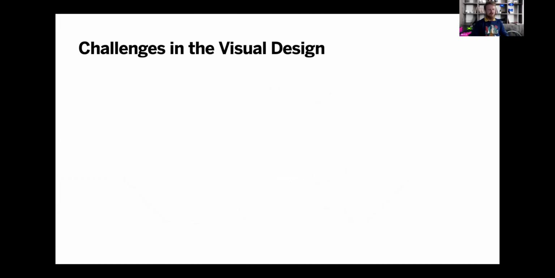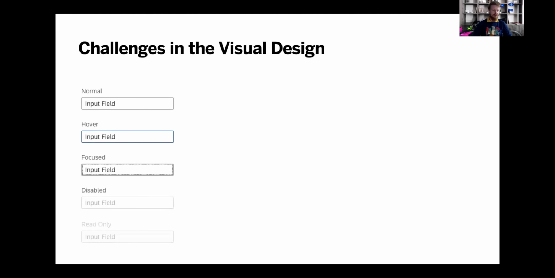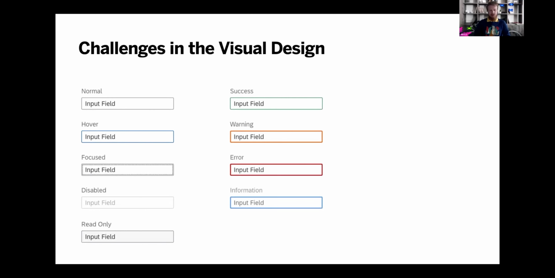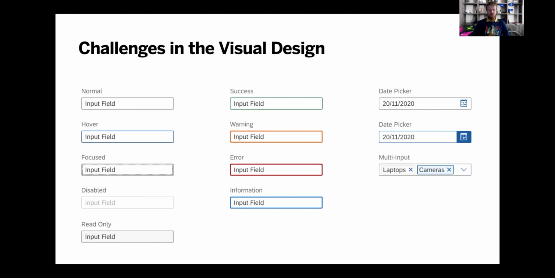Then the challenges in the visual design. Actually, the challenges in this phase are quite a lot. So let's take one of the bread and butter controls, the input field. It has multiple interaction states: normal, hover, focus, disabled, and read-only. It also supports value states: success, warning, error, and information. All these states should be easy to distinguish even for people with impaired vision. The contrast between states should be at least 3:1, or an additional element should be added or altered. In the case of the input, we change the border thickness for some of the value states.